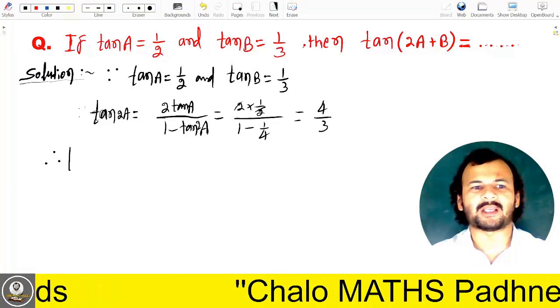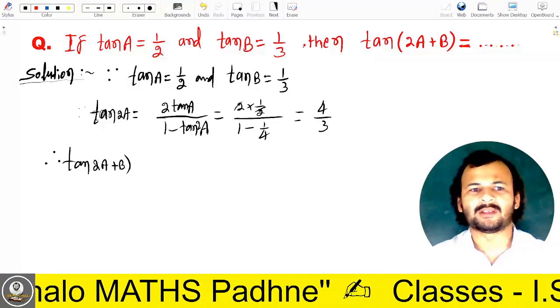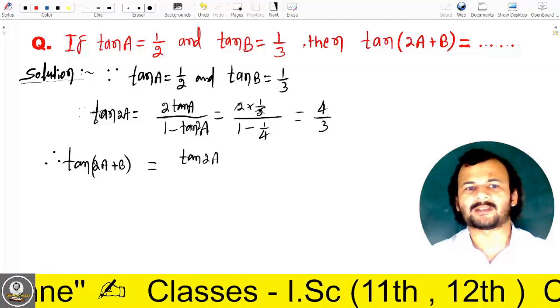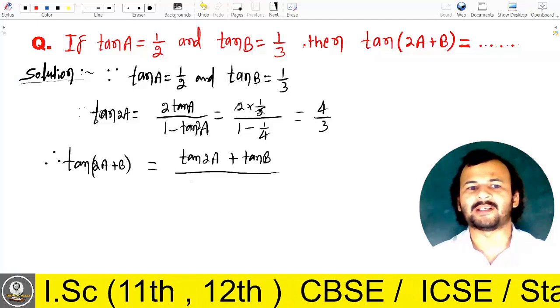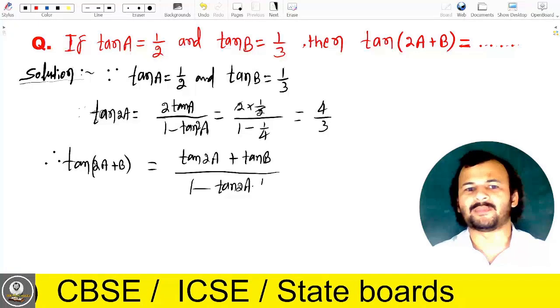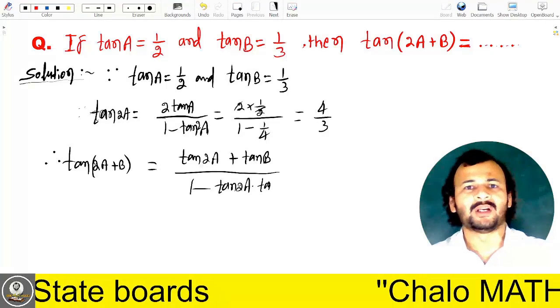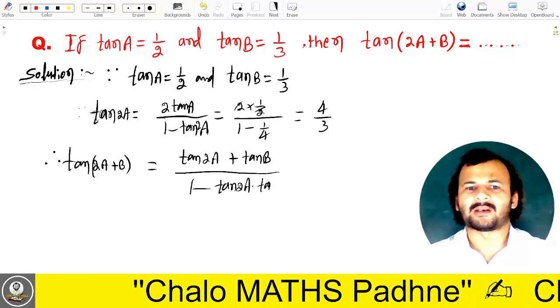But we have to find tan(2A + B). Therefore tan(2A + B) is equal to tan 2A plus tan B divided by 1 minus tan 2A into tan B, right? We have used the formula tan(x + y) equals tan x plus tan y by 1 minus tan x into tan y, right?